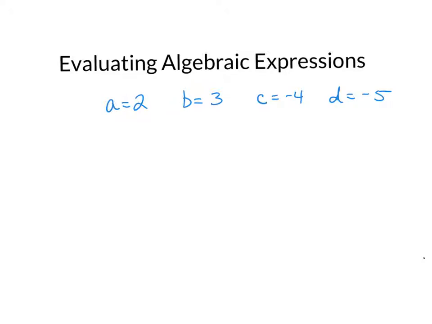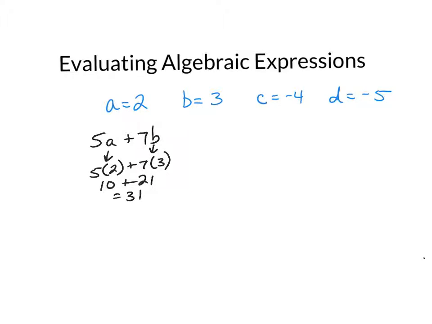So given that a is equal to 2, b is equal to 3, c is equal to negative 4, and d is equal to negative 5, let's evaluate the expression 5a plus 7b. In order to do that, all you're going to do is put in 2 for the a, which means 5 times 2. Going to put in for the b a 3, which means 7 times 3. And then we're just going to go through and evaluate that. 5 times 2 gives me 10. 7 times 3 gives me 21. So my final answer for this is equal to 31.